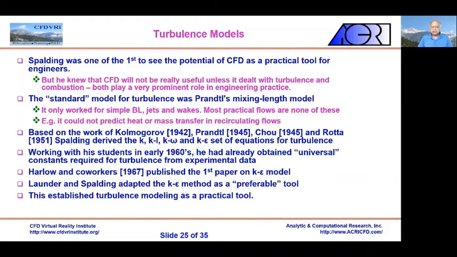Harlow and his co-workers had published a paper on the K-epsilon model. So around 1972, Launder and Spalding adopted that as the preferable tool and settled down on the K-epsilon model. So both the Imperial College and Los Alamos groups basically came in sync, and this established turbulence modeling as a practical tool. Today, of course, another model in turbulence that has gained prominence is the K-omega model. And then, of course, there are many other models such as LES, DNS, and all that. So we're still working on it.